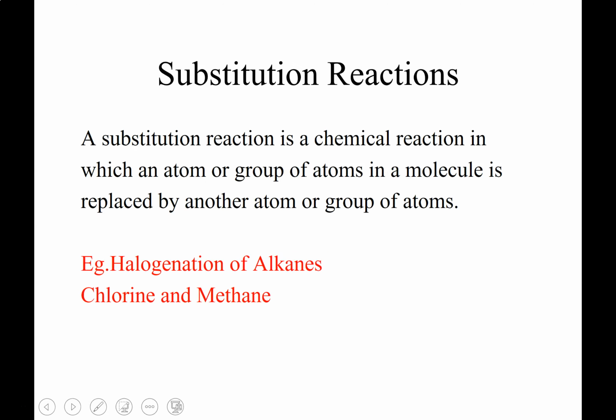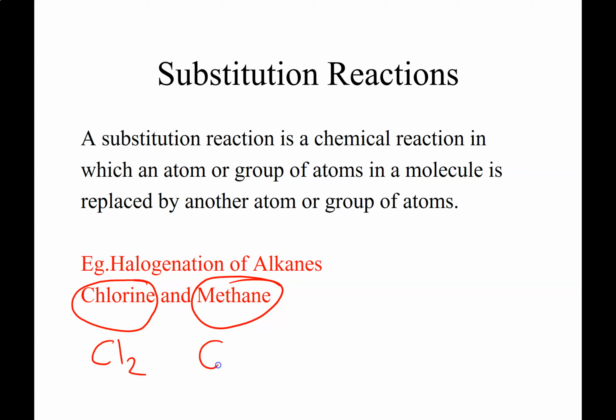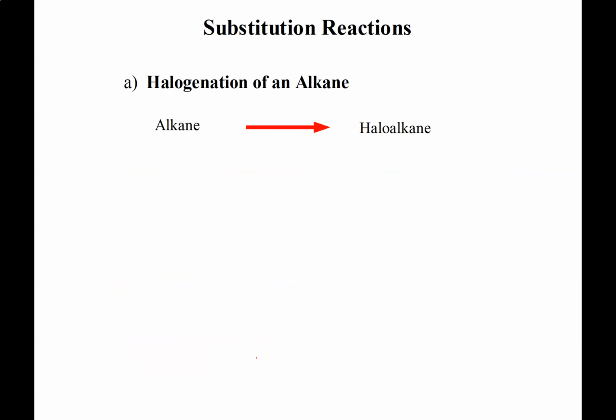A substitution reaction is a chemical reaction in which an atom or group of atoms in a molecule is replaced by another atom or group of atoms. So one thing is being replaced by another. An example of this is the halogenation of an alkane, and in this case, chlorine is our halogen and our alkane is methane, so Cl2 and CH4. Okay, so that's what we're going to be looking at in a moment.